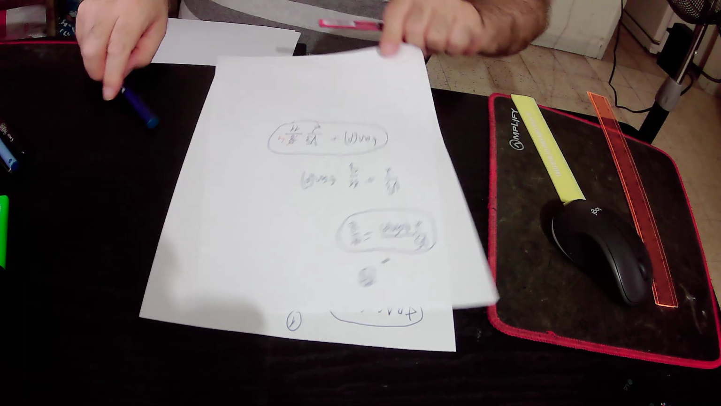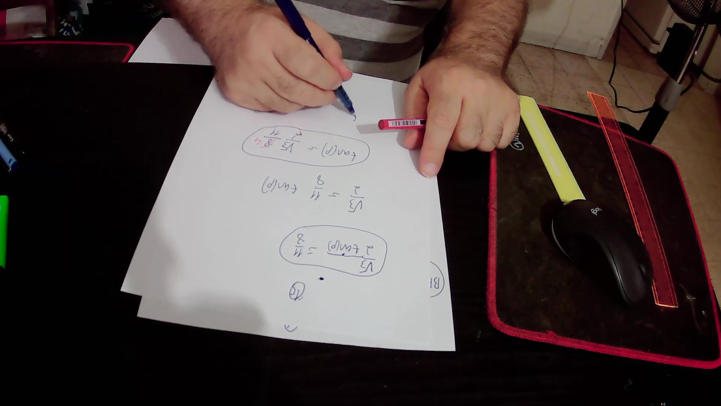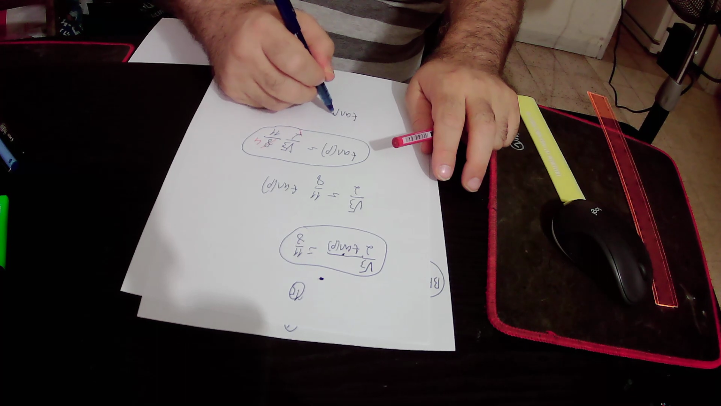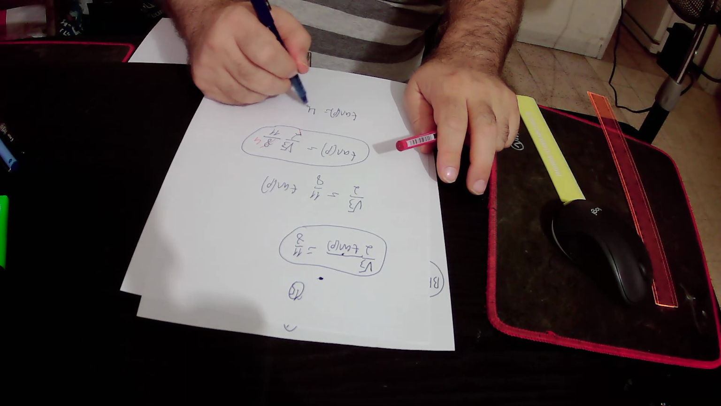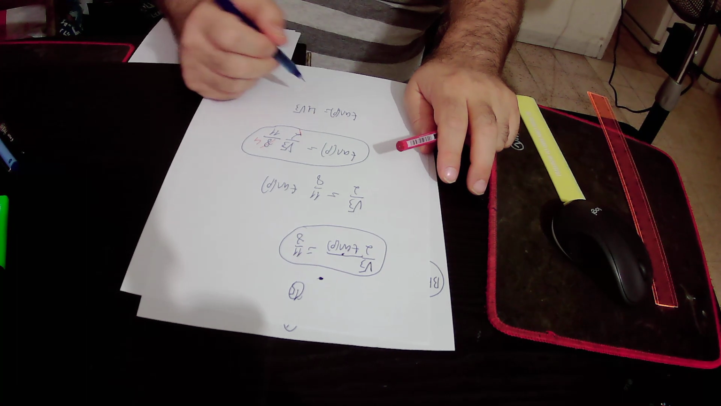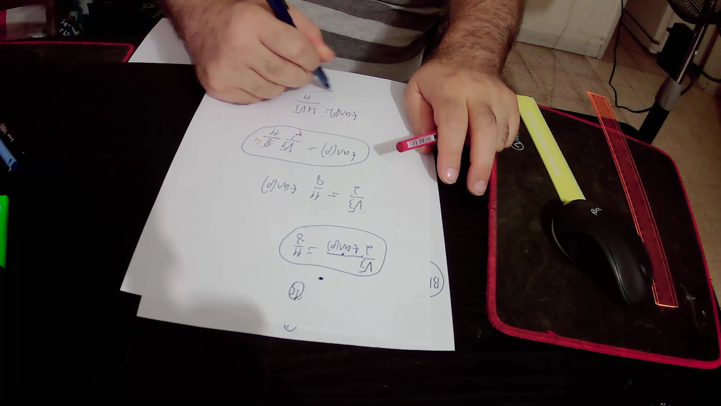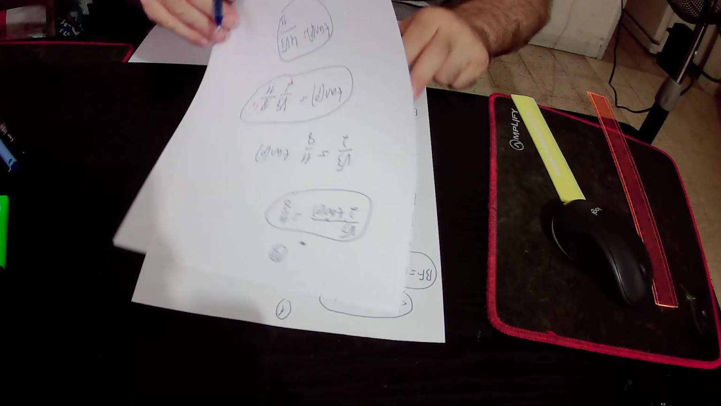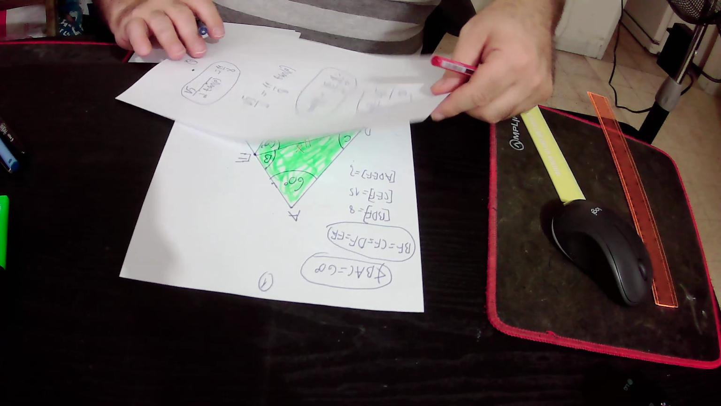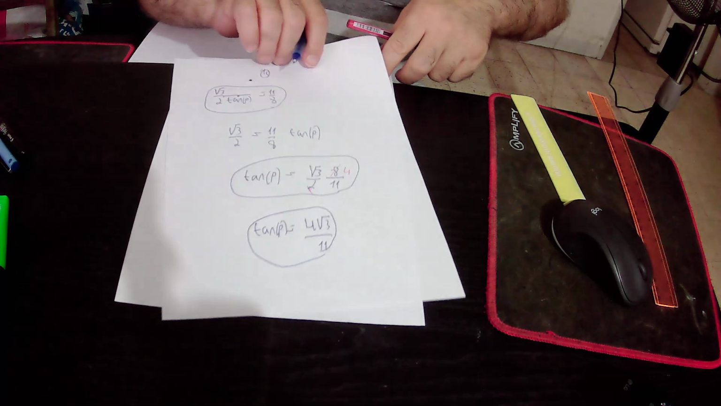So we got that tangent P equals 4 times root 3 over 11. We found out that tangent P equals 4 times root 3 over 11.